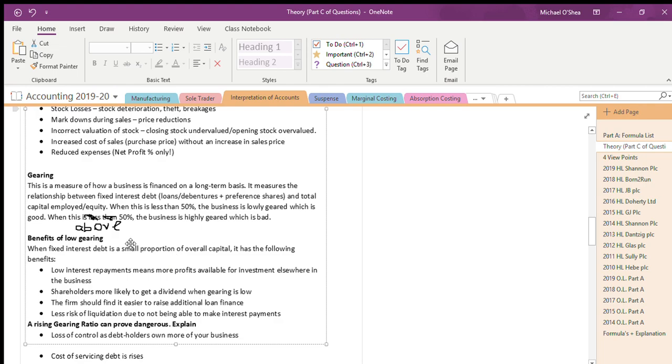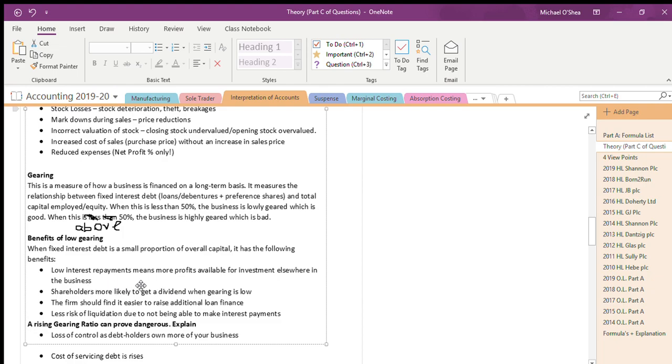When we're lowly geared, it means that more of our business is being financed by ourselves, which means we don't have as many loans and we don't have as much loan interest to pay. So that's straight away a positive thing. When fixed interest debt, which means our loans and our debentures and our preference shares, is a small proportion of the overall capital, it has the following benefits.